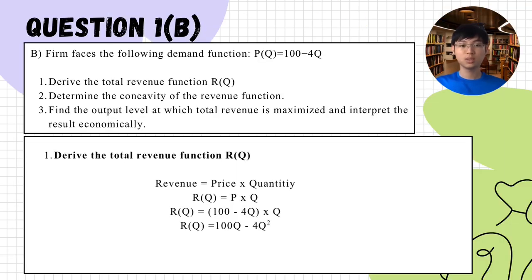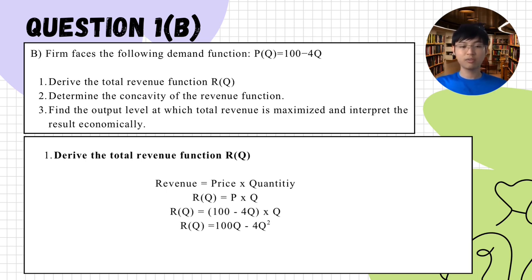For question 1b, the firm faces the following demand function: P(Q) = 100 - 4Q. And there are 3 sub-questions to be solved. First, derive the total revenue function R(Q). Second, determine the concavity of the revenue function. Third, find the output level at which total revenue is maximized and interpret the result economically.